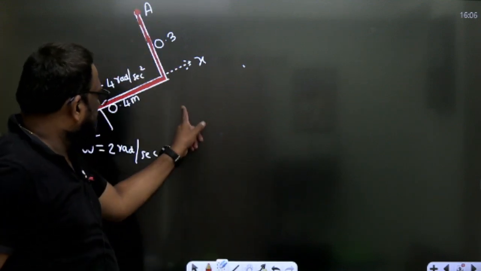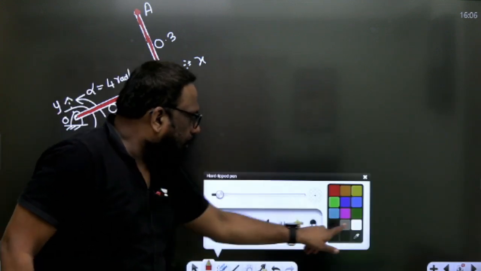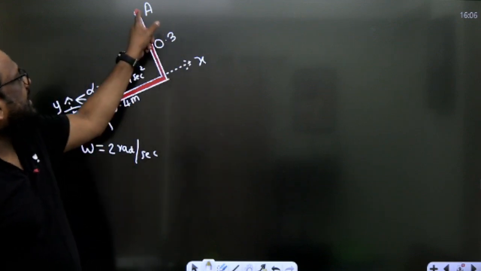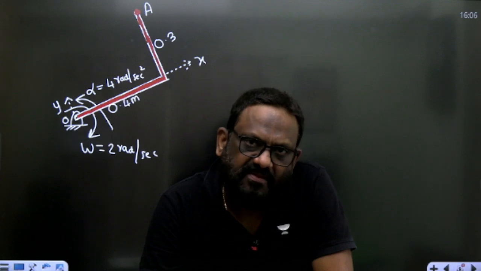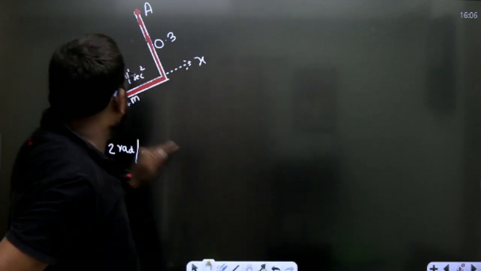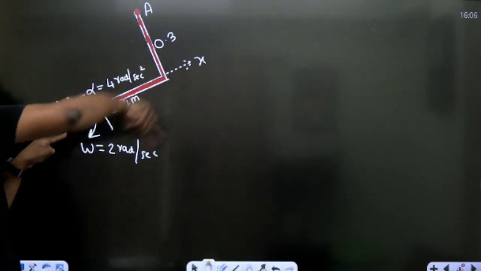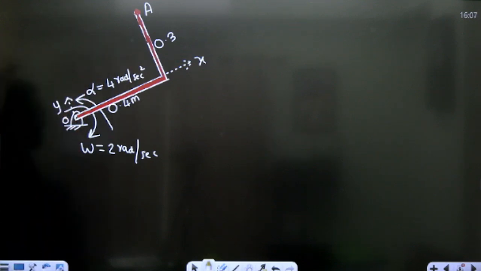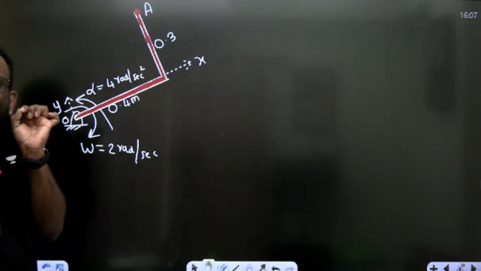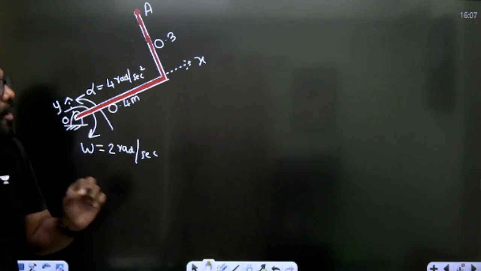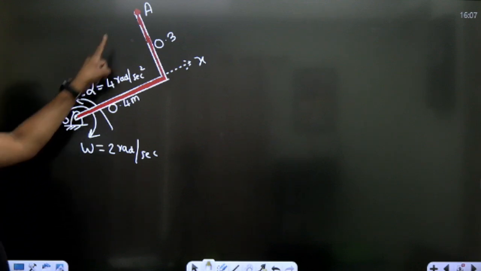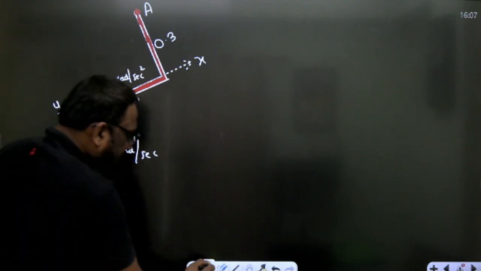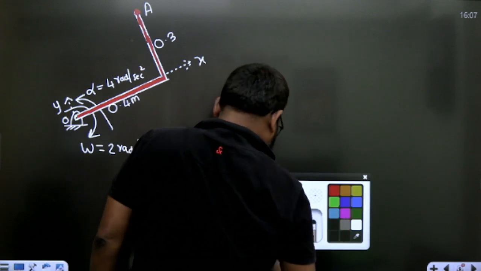Now let us solve this question by using vector approach. He asked, what is the velocity and acceleration of point A in vector form? Very simple question. So this is the origin, meaning about this point the system is rotating. Let us find the position vector of A with respect to origin, at the point about which it is rotating. Let's see how the position vector looks.